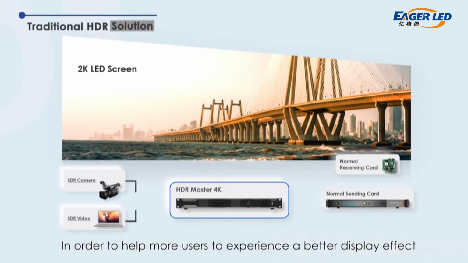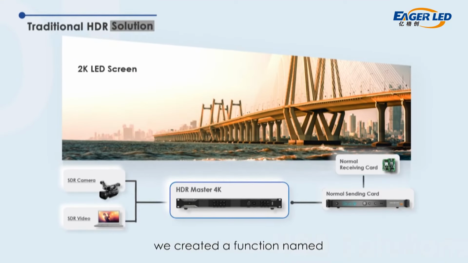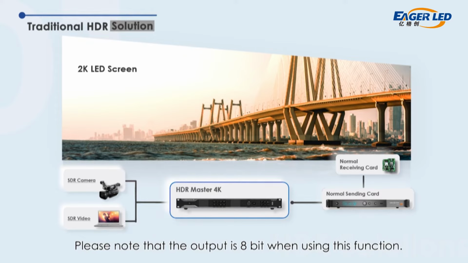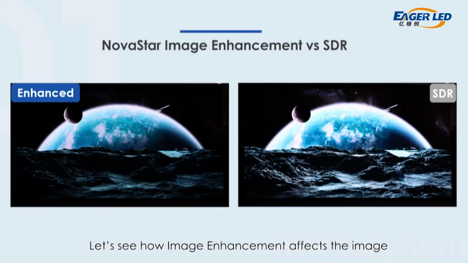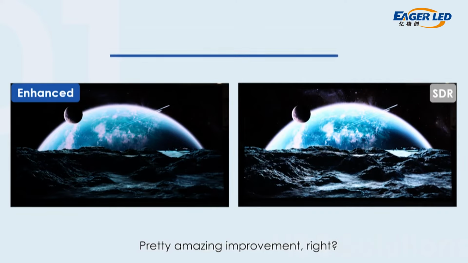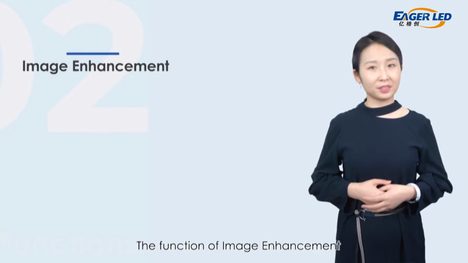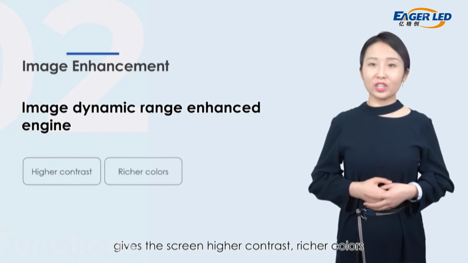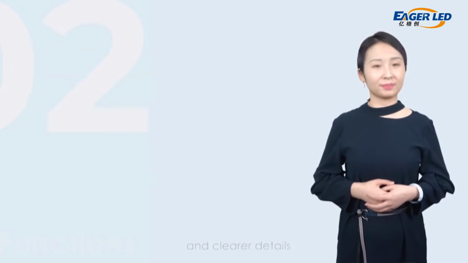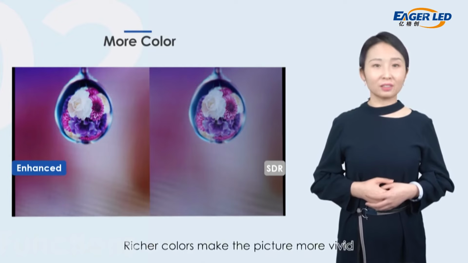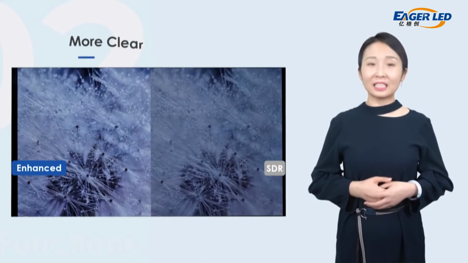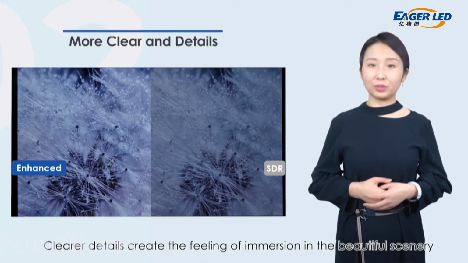In order to help more users to experience a better display effect, we create a function named image enhancement, which can allow any LED screen to have an HDR effect. Please note that the output is 8-bit when using this function. Let's see how image enhancement affects the image. Pretty amazing improvement, right? The function of the image enhancement gives the screen higher contrast, richer colors, and clearer details. Higher contrast makes the picture more clear and detailed. Richer colors make the picture more vivid. Clearer details create the feeling of immersion in a beautiful scenery.